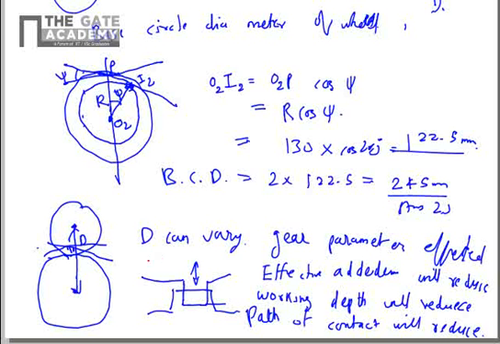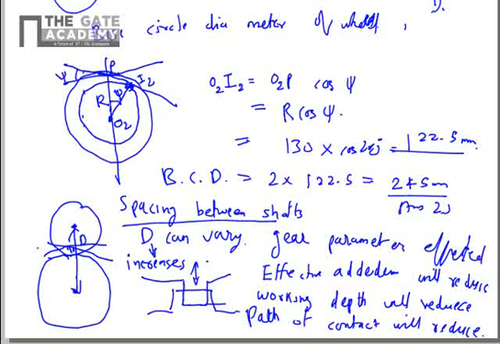When the spacing between the shafts, d, increases, you get these effects: effective addendum will reduce, working depth will reduce, path of contact will reduce. Final thing, two teeth are in mesh with each other. They are designed to touch on the other side. So when the centers move apart, this profile comes like this. It is out of the profile and the backlash increases. Backlash is the clearance between the adjacent teeth.